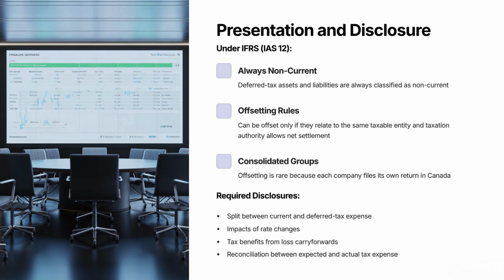In consolidated groups, offsetting is rare because each company files its own return in Canada. Financial statements must also disclose the split between current and deferred tax expense, impacts of rate changes, tax benefits from loss carryforwards, and a reconciliation between expected and actual tax expense.